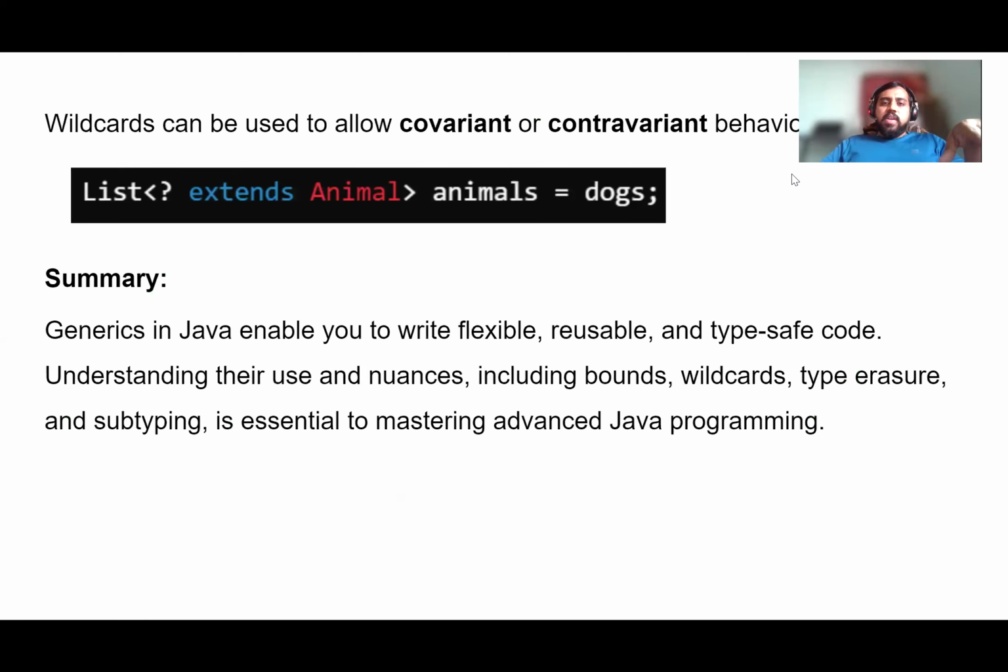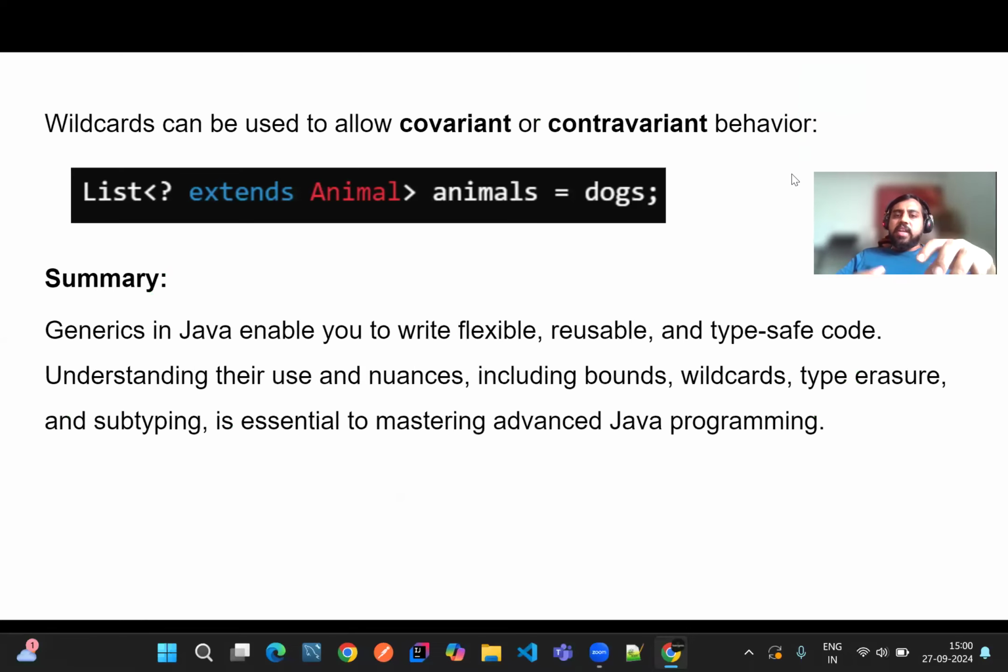So how can we make it allow covariant and contravariant behaviors? Suppose we want to store Dog inside these Animal references. I can make this Animal reference a List of wildcard that extends Animal, meaning I don't know the type, but it extends Animal. Anything which comes at the Animal level type, that's okay, and also the subclass level. This is an upper bound wildcard.